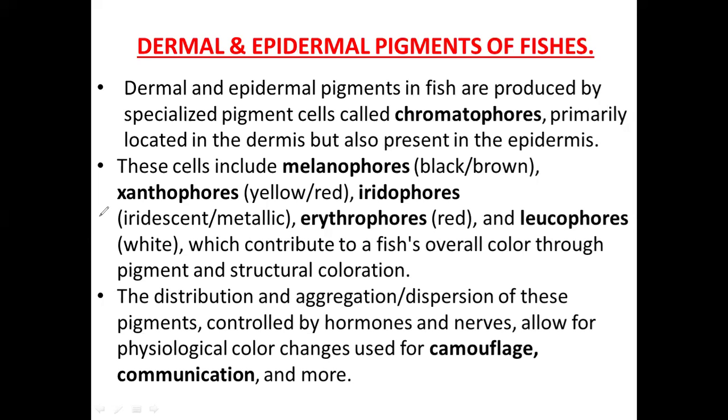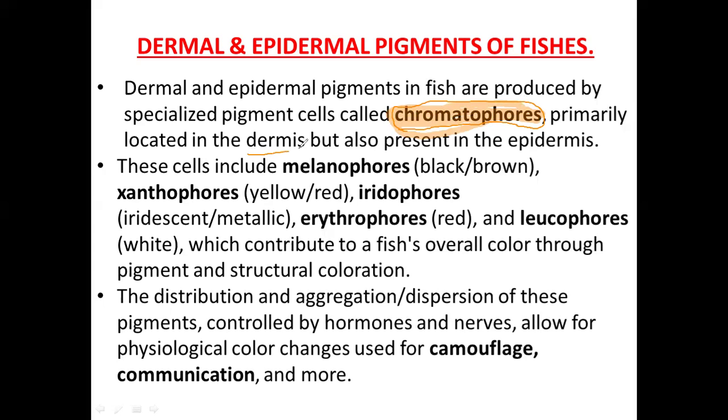Coming to the dermal and epidermal pigments, these are generally produced by a group of cells which we call chromatophores. These chromatophores are the cells producing the color for the dermal and epidermal pigments. So this is what is responsible. These chromatophores are generally present in the dermis layer.